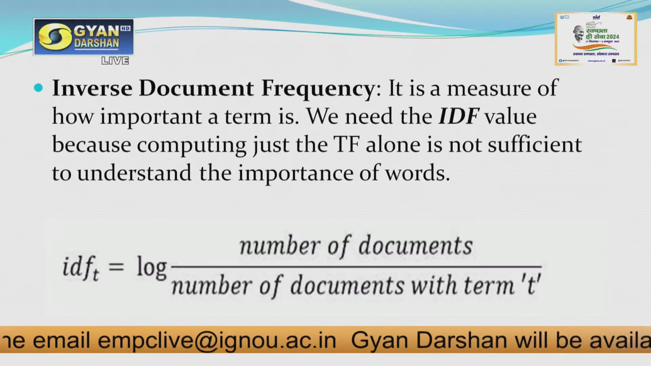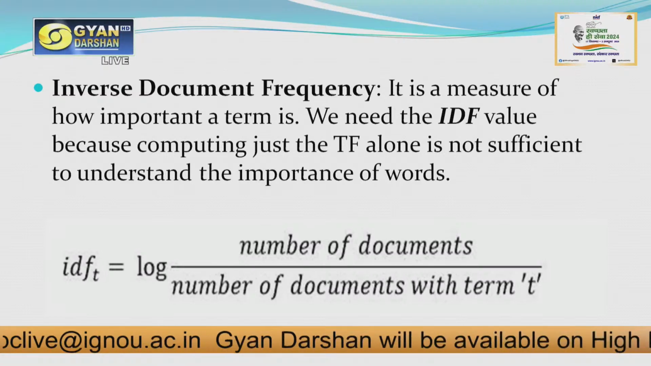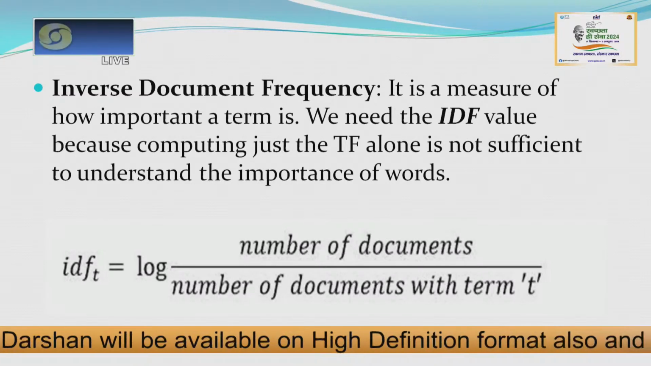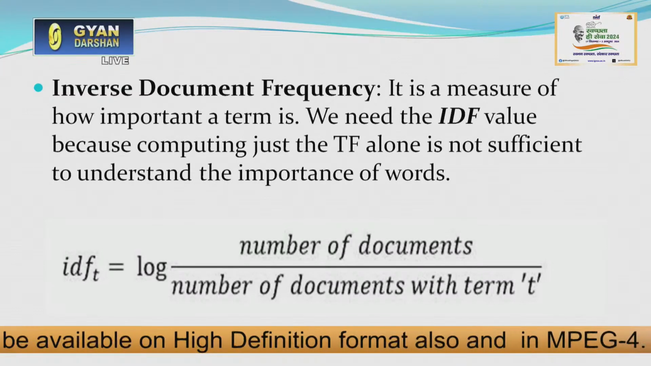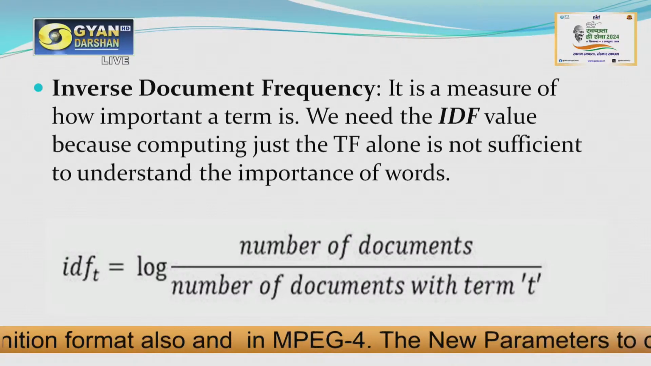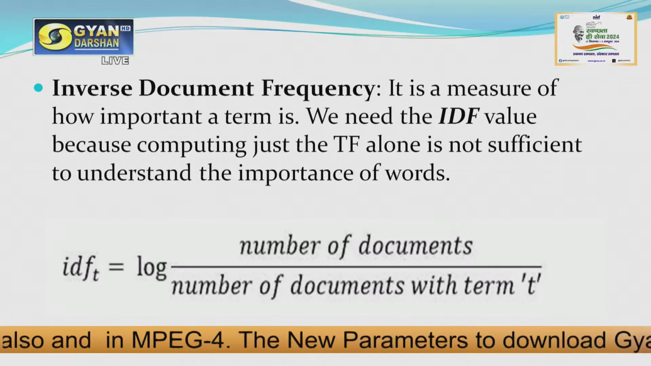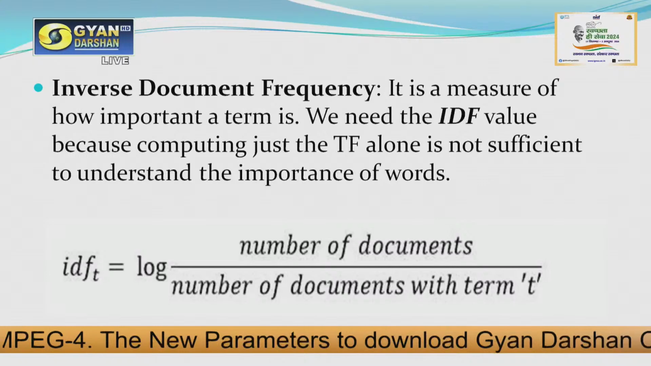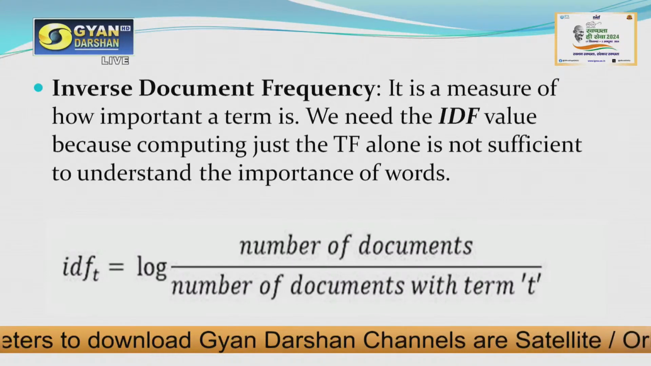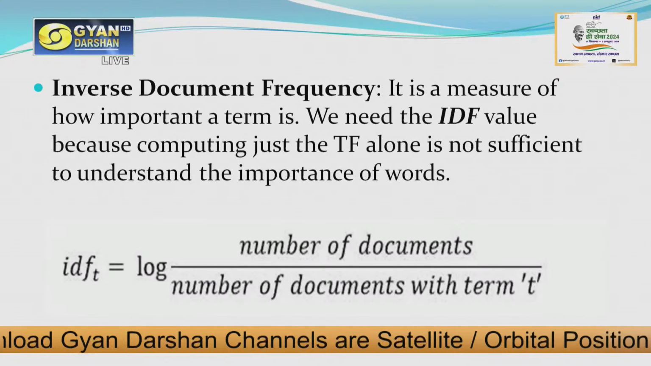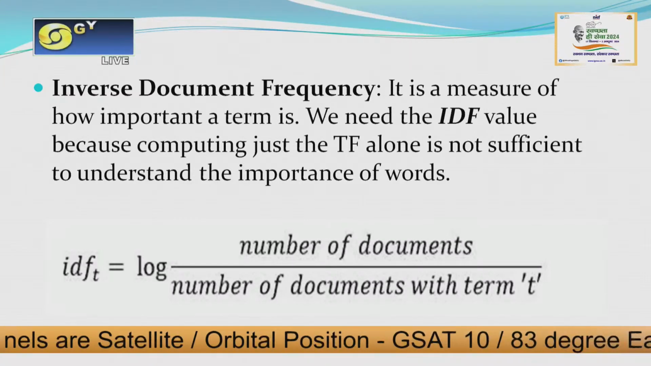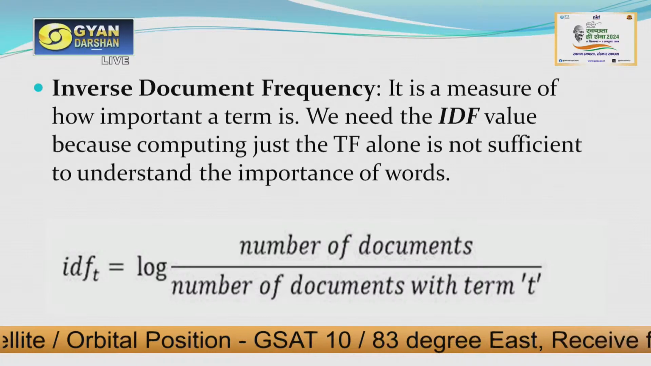important the term is. We need the IDF value because computing the TF alone is not sufficient to understand the importance of the words. Here we are measuring how important a term is, not only how many times it repeats. The formula is IDF equals log of the number of documents divided by the number of documents with the term T.